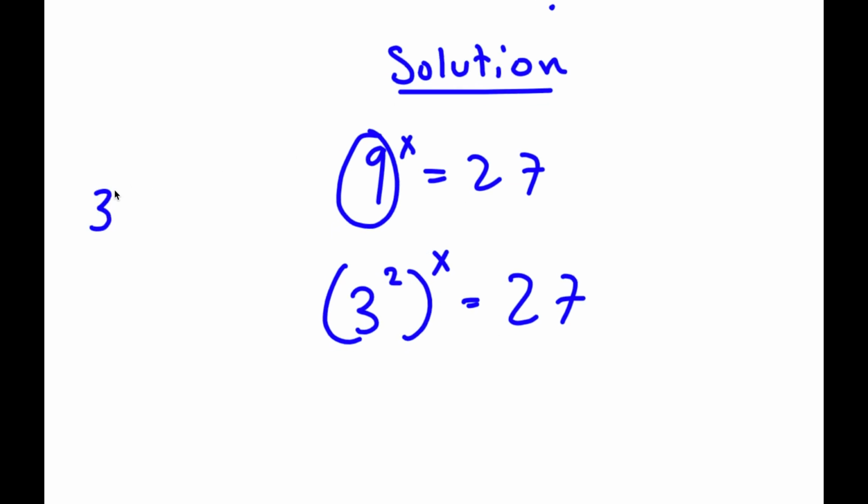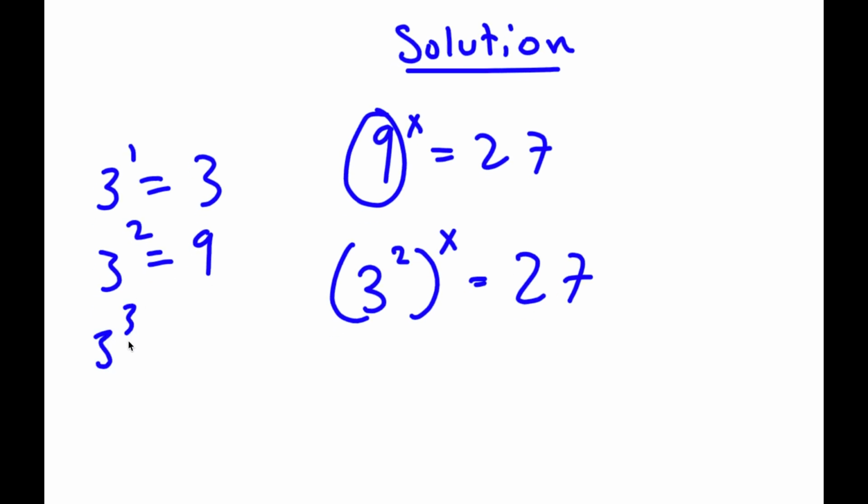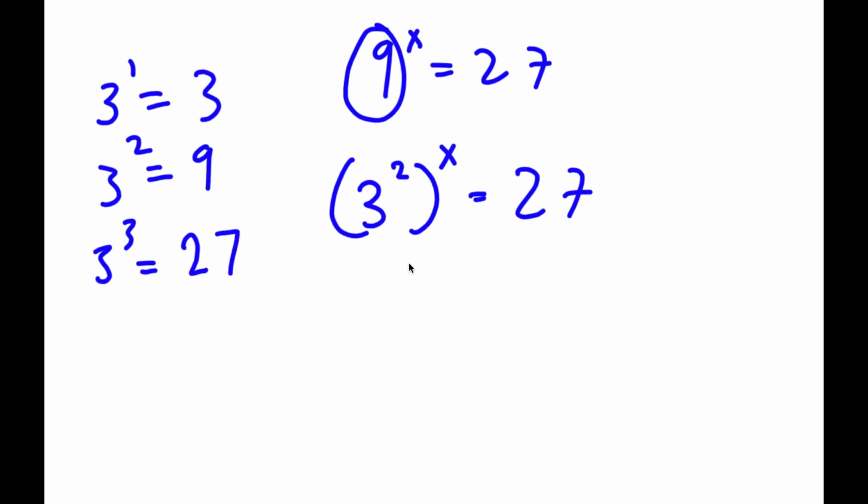Now, 3 to the power of 1, that's equal to 3. 3 to the power of 2, that's equal to 9. 3 to the power of 3, this is going to equal 9 times 3, because as the exponent goes up, the result is multiplied by 3. That's how powers of 3 work. So 3 to the power of 3, that's going to equal 9 times 3, which is 27. So I can rewrite 27 here as 3 to the power of 3.